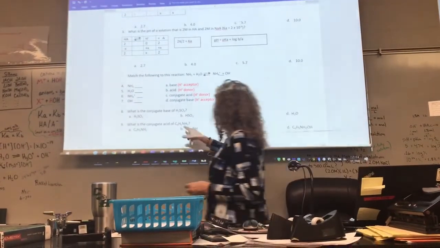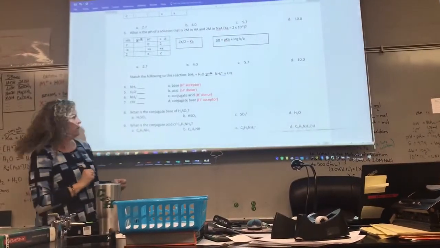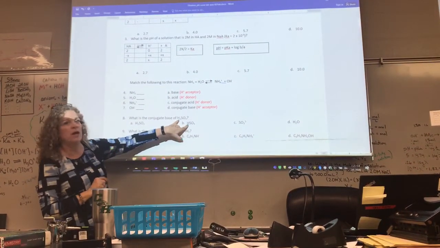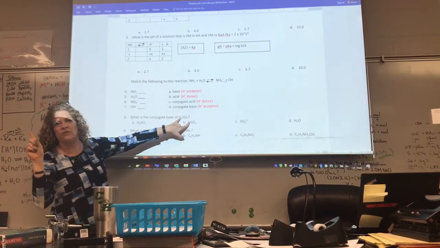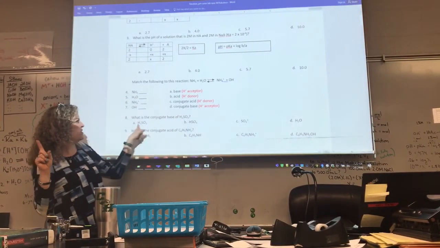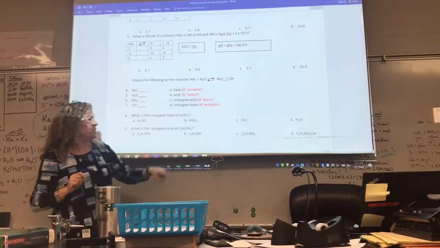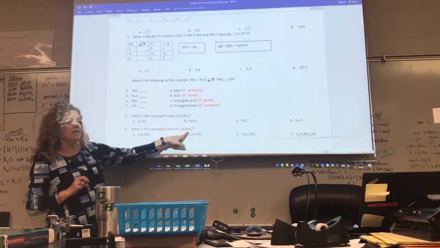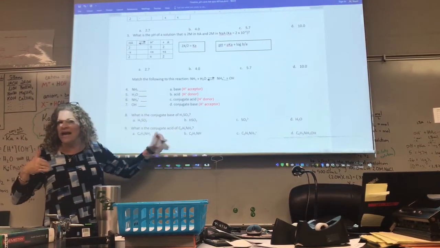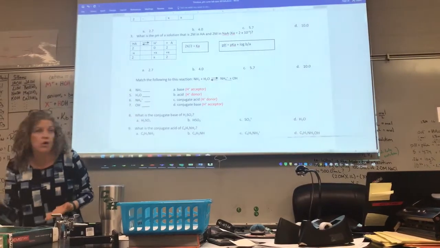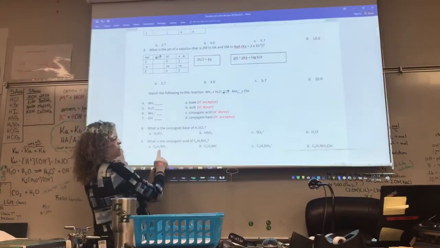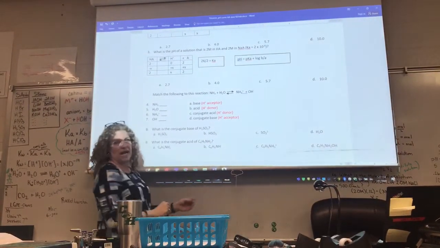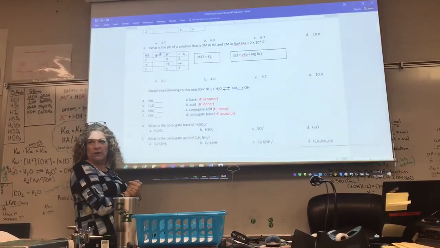All right, here. What's the conjugate base of H2SO3? HSO3 minus. Guys, it can only differ by one H. It can't be the same. It can't differ by two H's. It's got to differ by one H, and everything else has to be the same. So here, what's the conjugate acid? It differs by one H, but the conjugate acid is going to have one more H. So look for, this is exactly the same. This is one less. That's not it. This is the conjugate acid. It's one more H. Does everybody get that?